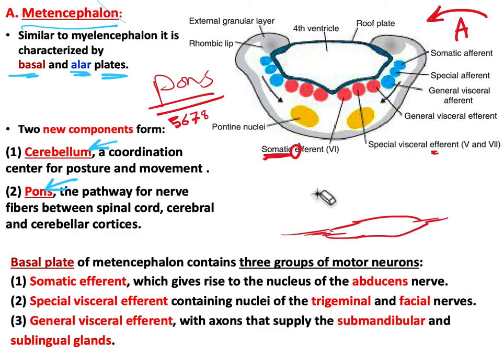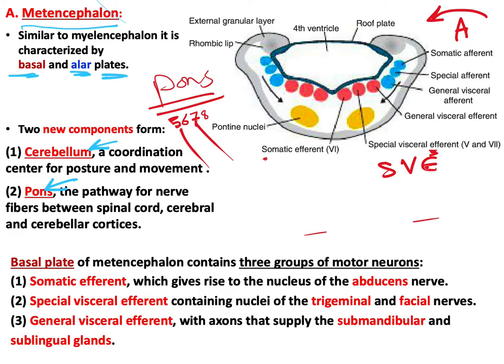Okay, the special visceral efferent is the nuclei for cranial nerves number 5 and 7, which are the trigeminal nerve and facial nerve. When you say special visceral efferent, you have to know that this term is related to branchial muscles, because efferent means mainly muscles. But which muscles? The head and neck muscles, special visceral, because they are the muscles originated from the pharyngeal arch.